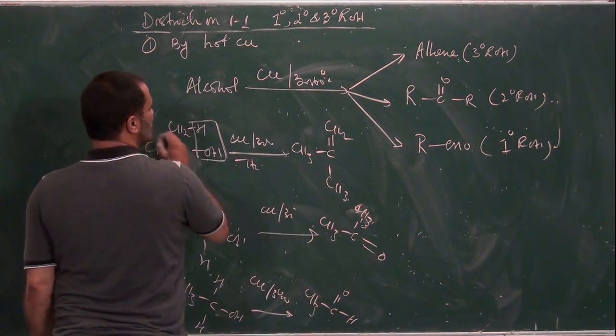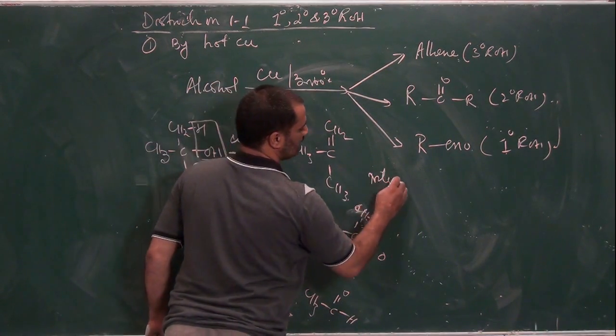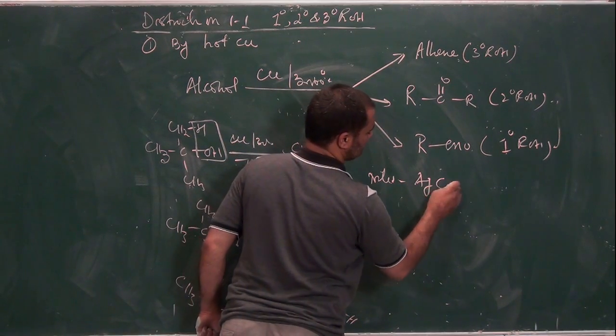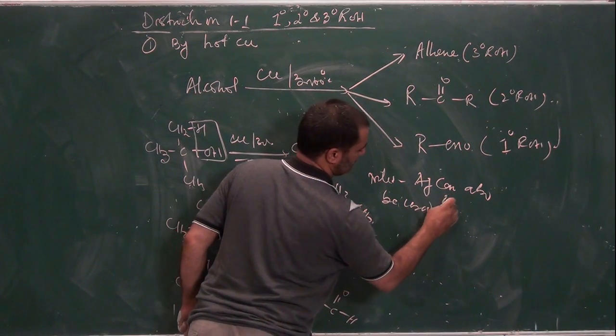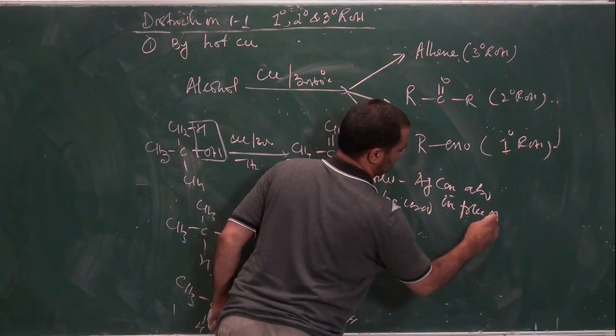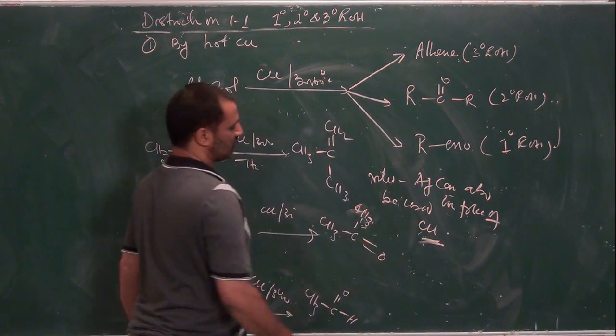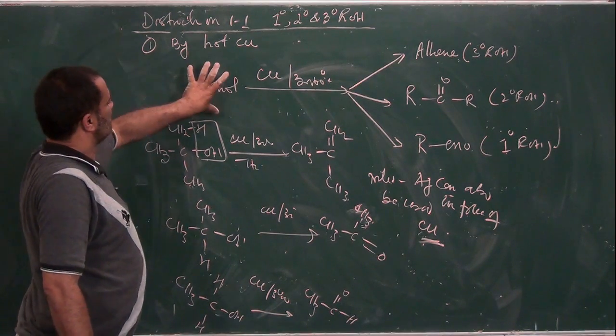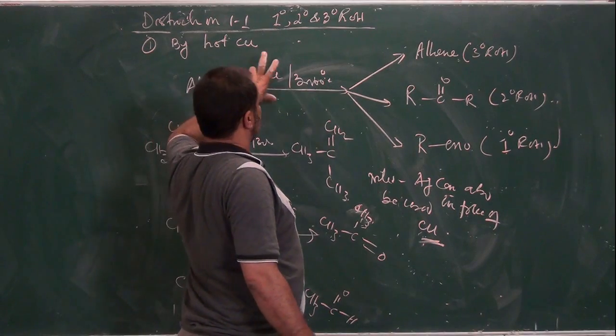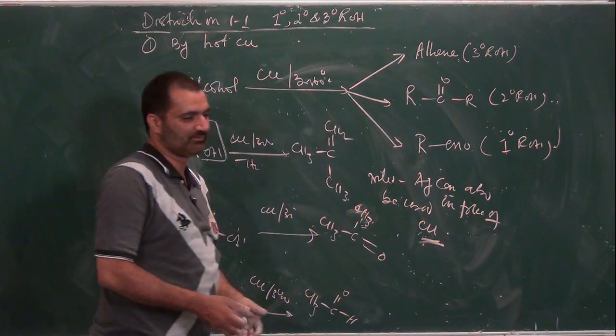So note, silver can also be used in place of copper. So we can distinguish primary, secondary and tertiary alcohols by hot copper as well as by hot silver.